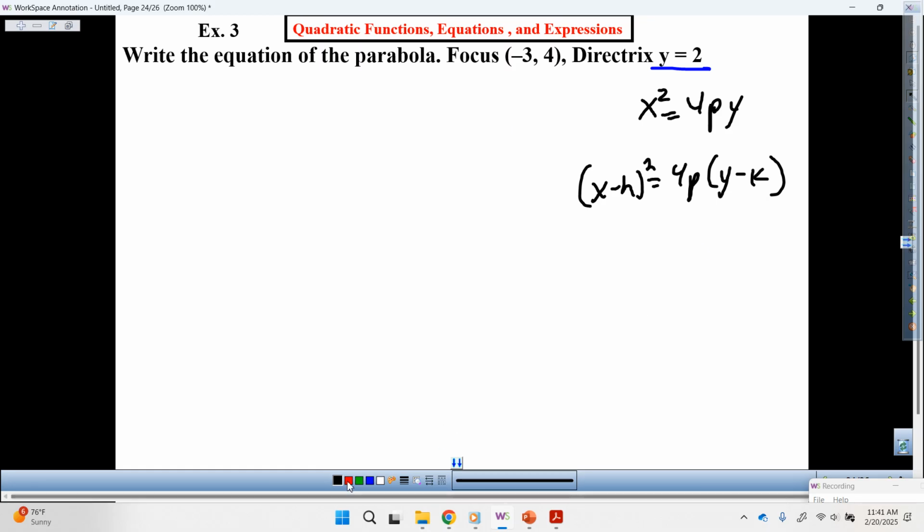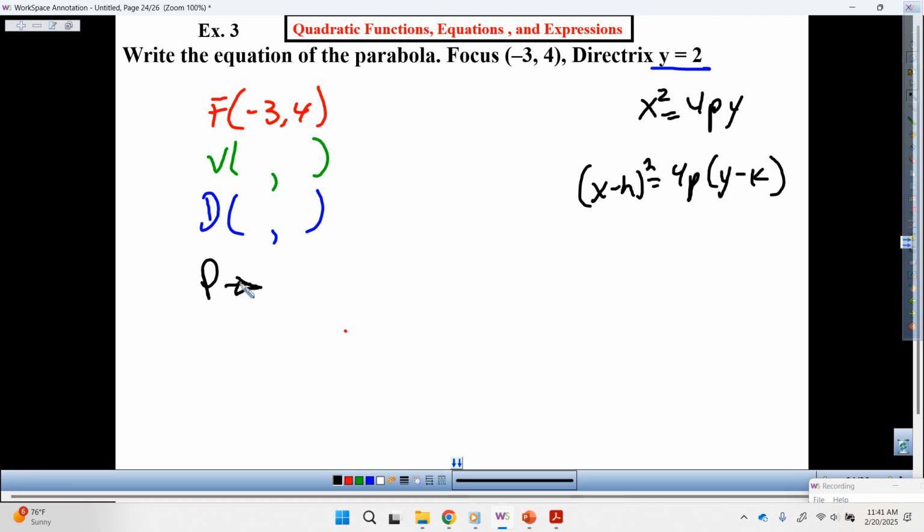So, what information do they give us? They give us the focus, negative 3, 4. We need a vertex. We need a directrix point. And we need the steps between the points. All right. So, what variable has the square? The x. That means that all the x's should be the same. Is that correct? All right. However, the directrix has y equals 2, so that goes right there.